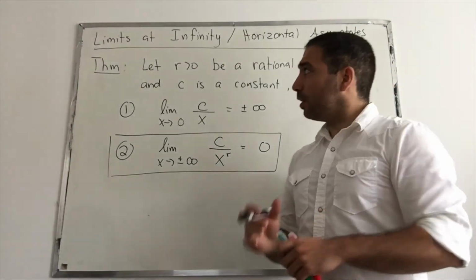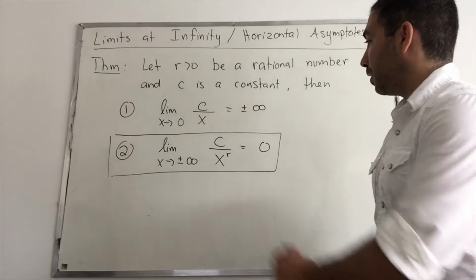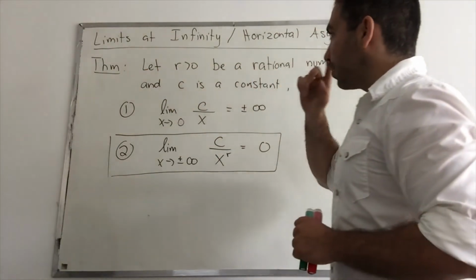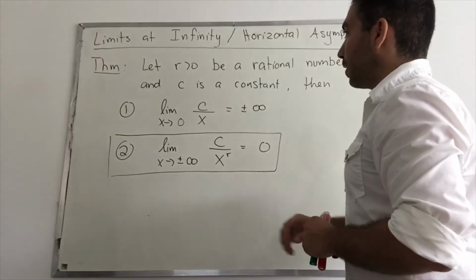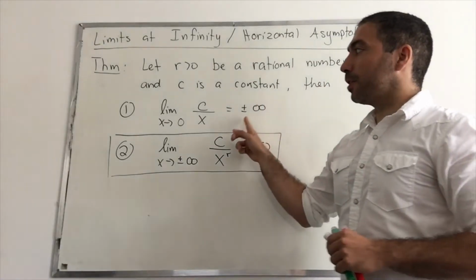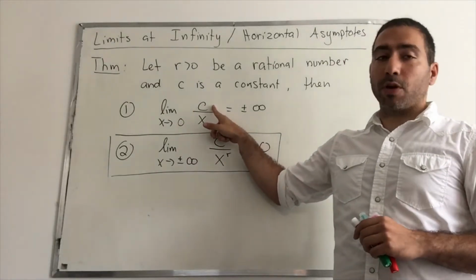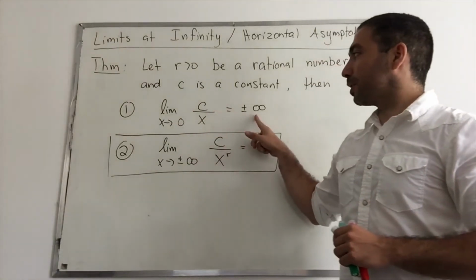Okay, so before we look at an example, we need to know this theorem. The theorem states that if r is a positive rational number and c is a constant, then first, as we saw in previous videos, the limit as x approaches 0 of c, some constant, divided by x, is equal to plus or minus infinity.